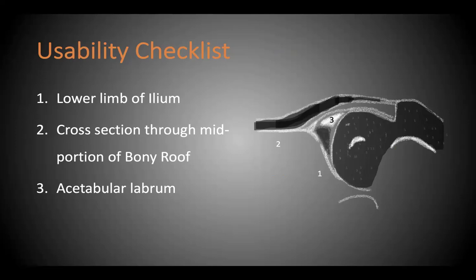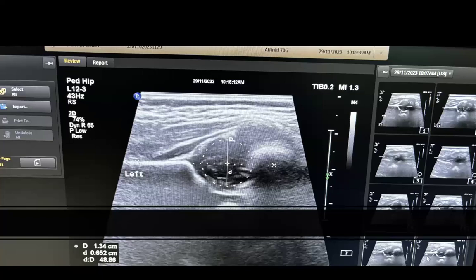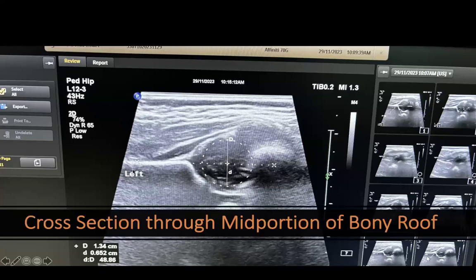So only when you have passed checklist 1 will you go to checklist 2, and only when you have cleared checklist 2 will you be able to classify the patient as per the Graf classification. So this is how a cross section through the mid portion of the bony roof will look like, wherein the ilium will appear as a straight line.